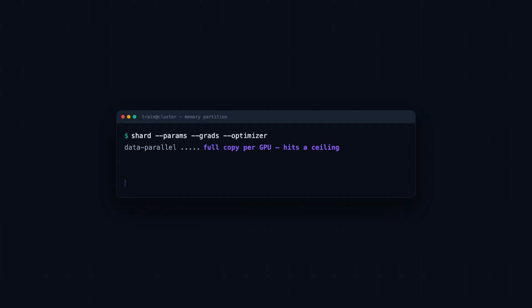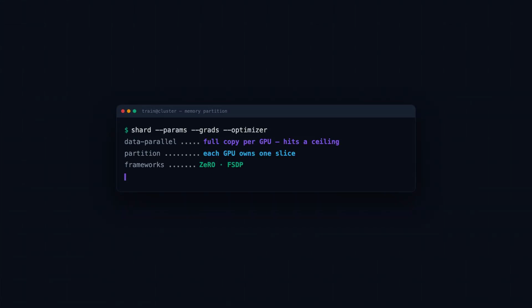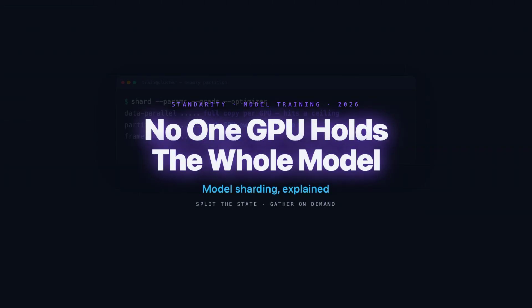Here is a puzzle that stumped engineers for years. You want to train a model with hundreds of billions of parameters, but the standard trick for using many GPUs, plain data parallelism, forces every single GPU to hold a complete copy of the whole model. And it gets worse because training also stores a gradient and two optimizer values for every parameter, ballooning the memory to several times the model itself. So the moment your model outgrows one GPU, that whole approach falls apart.